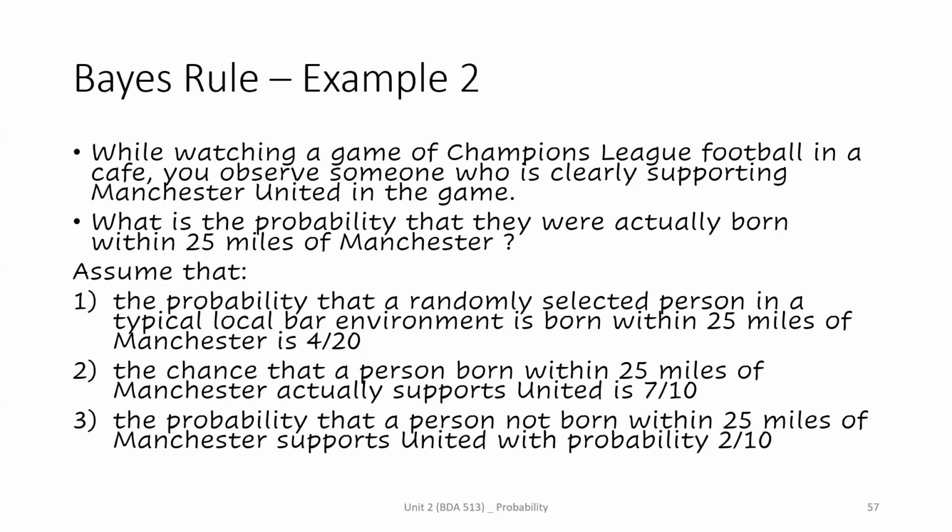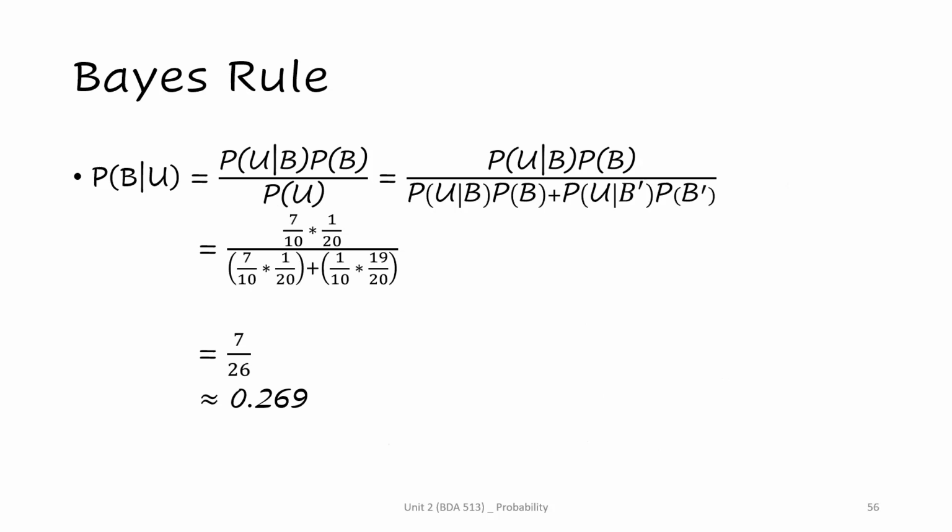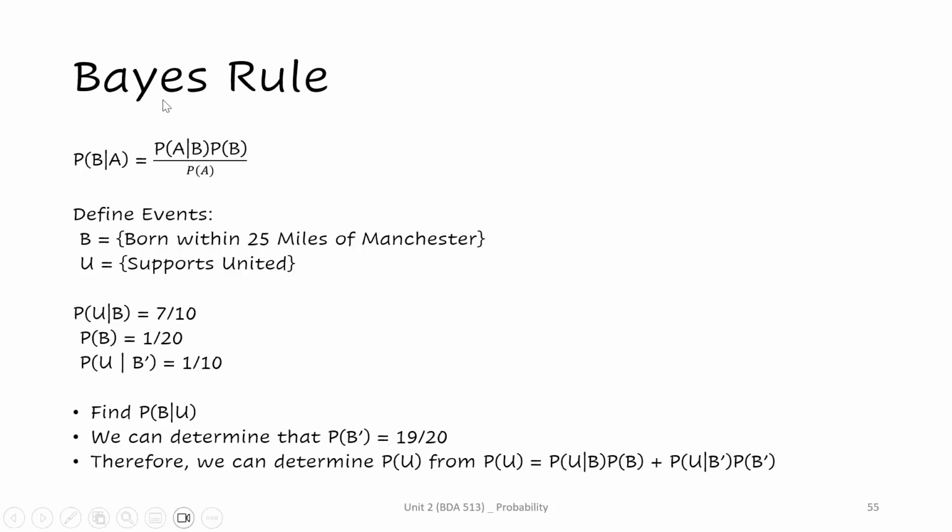So you can write this formula down. Whenever you are doing the Bayes rule, the conditional probability of B given A is the same as the probability of A given B times the probability of B, divided by the probability of A. But the A can be expanded.